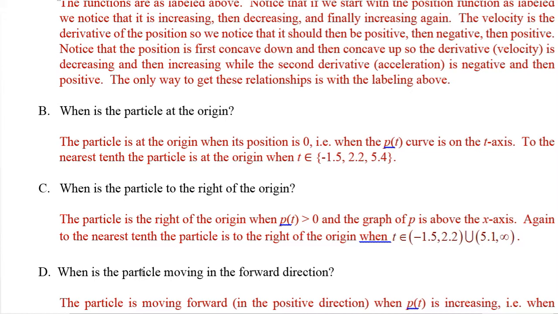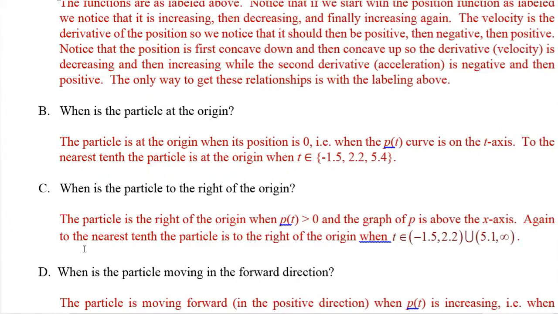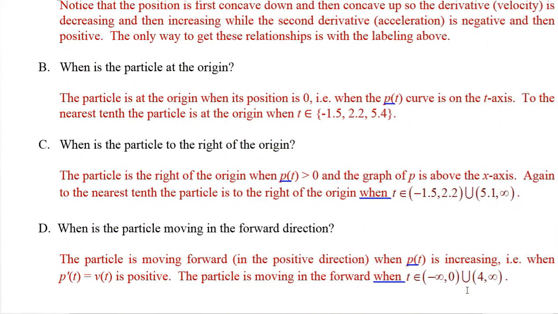When is it moving in the forward direction? Well, moving in the forward direction is increasing for this one. And so it's moving in the forward direction when the velocity is positive. That's when the derivative is above the x-axis. So that's between, well, negative infinity, let's say, if it keeps going like that, to 0. And then from 4 to infinity are the places where the derivative is positive and the original function is increasing. Okay, that's what I've said here.